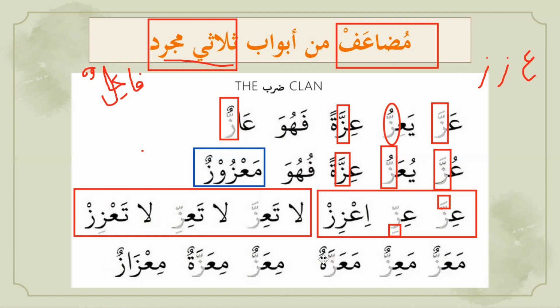Now, in family one, the ism zarf comes on the patterns maf'alun, maf'ilun, and maf'alatun. So this is ma'azzun, ma'izzun, ma'azzatun. This is the pattern of ism zarf in Sulasi Mujarrad.